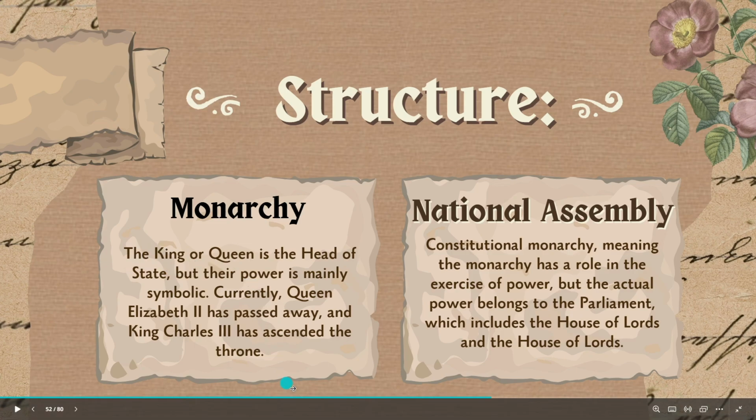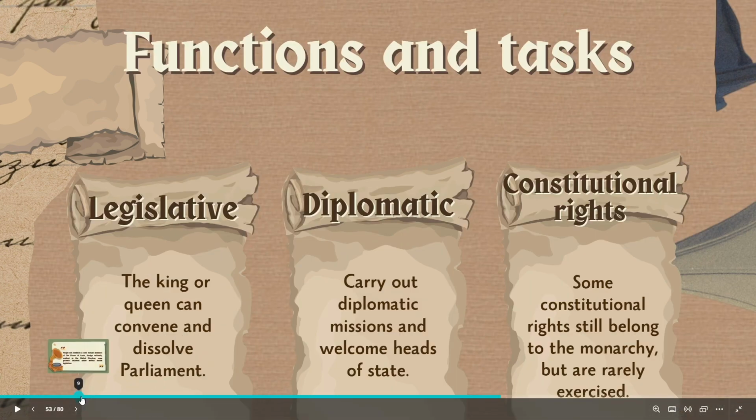Next, functions and tasks. One, legislative. It means the queen or king can convene and dissolve Parliament. Two, diplomatic. Carry out diplomatic missions and welcome heads of state. And three, constitutional rights. Some constitutional rights still belong to the monarchy, but are rarely exercised.